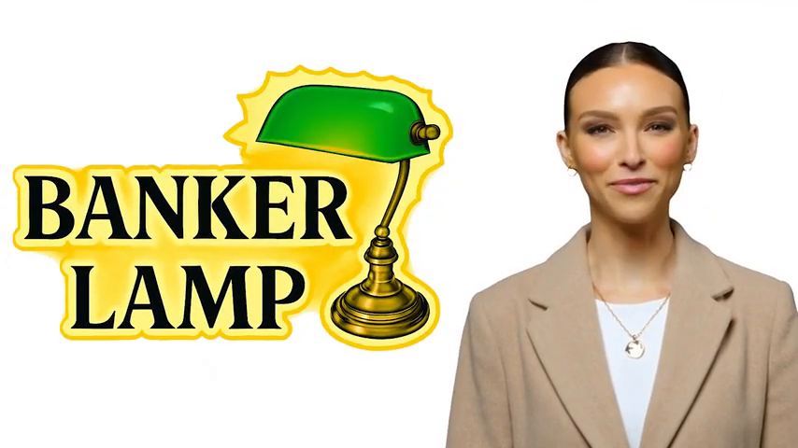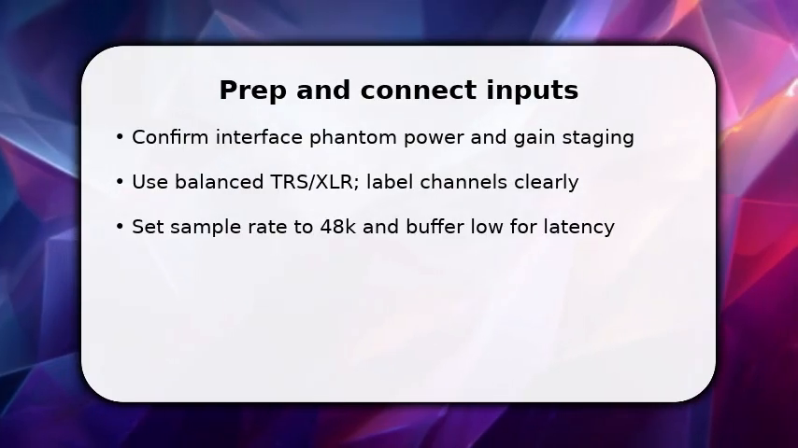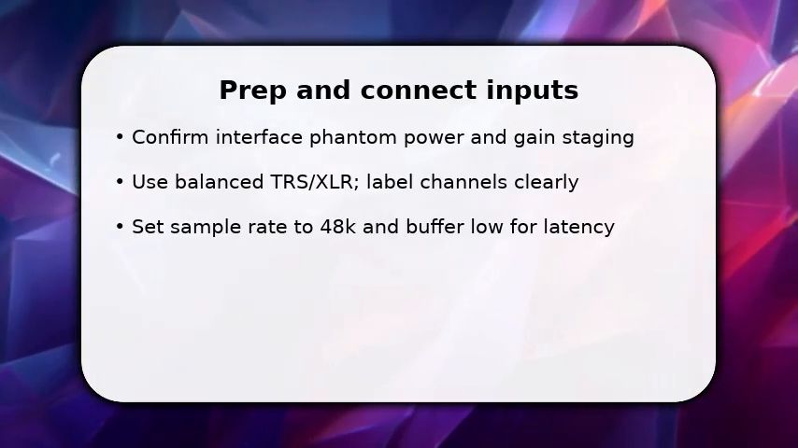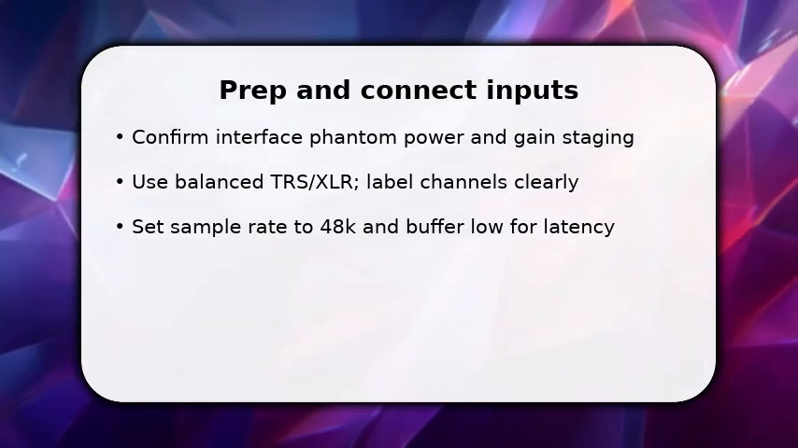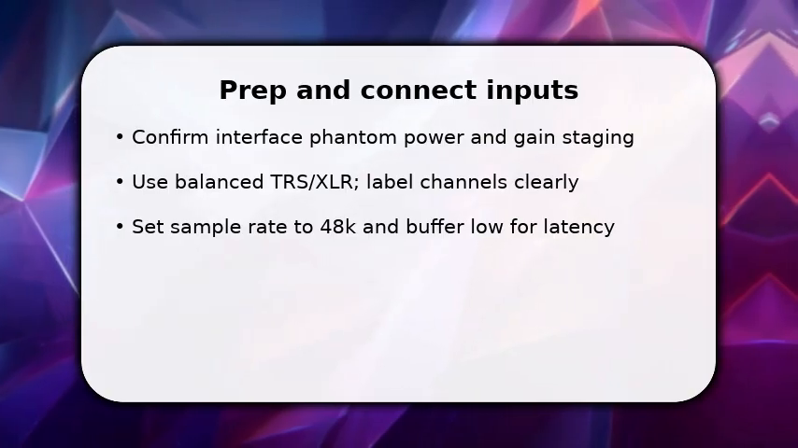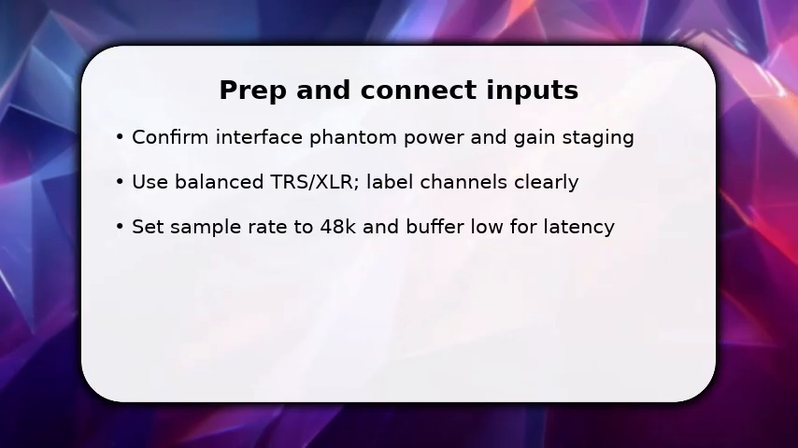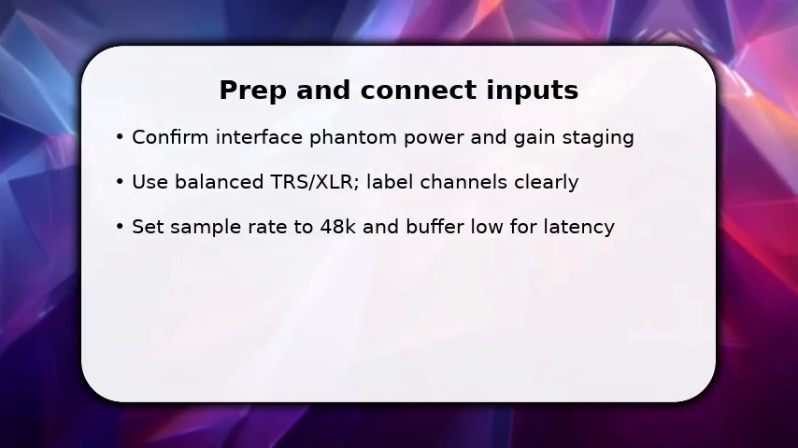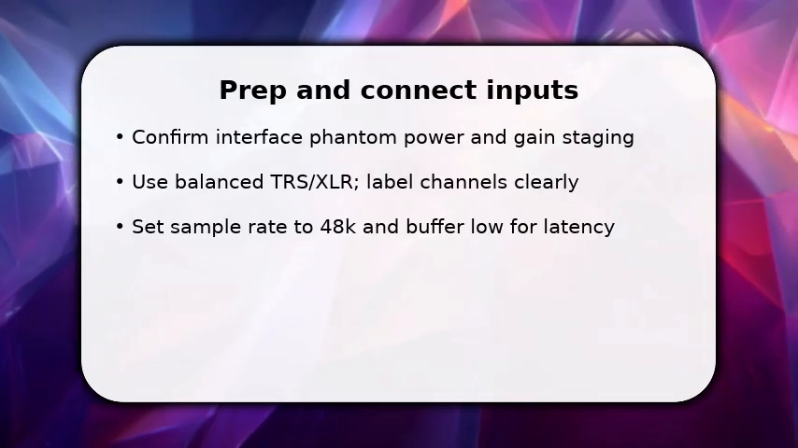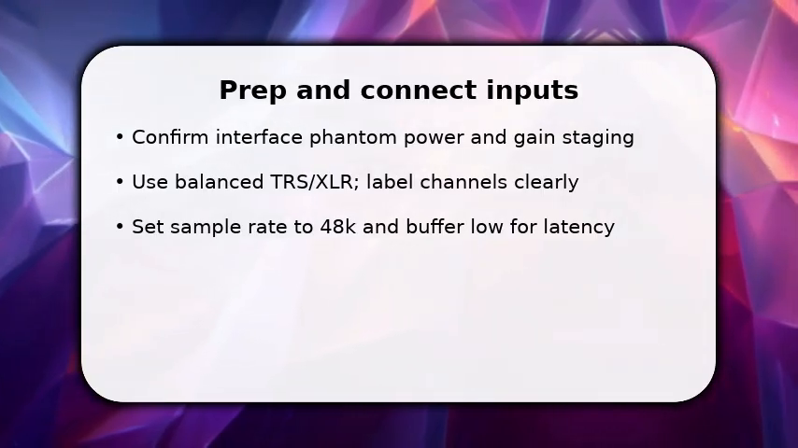Please enjoy the video. You start by powering the interface and engaging phantom power only for condenser mics. Then connect instruments and mics to labeled inputs so you never swap channels on stage. Once done, set the sample rate to 48K and choose a low buffer like 64-128 samples to minimize latency.